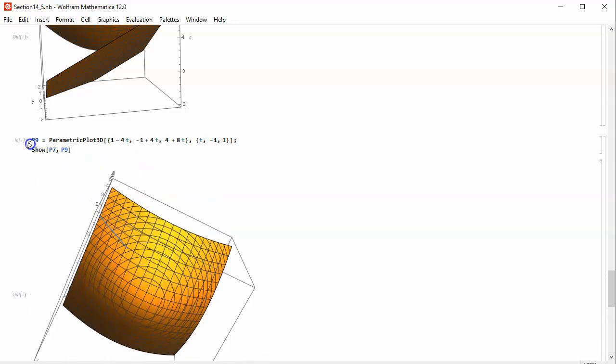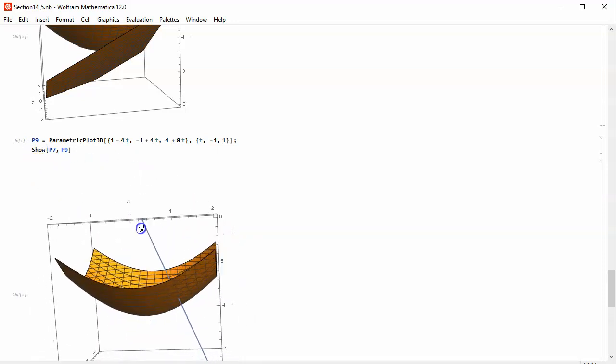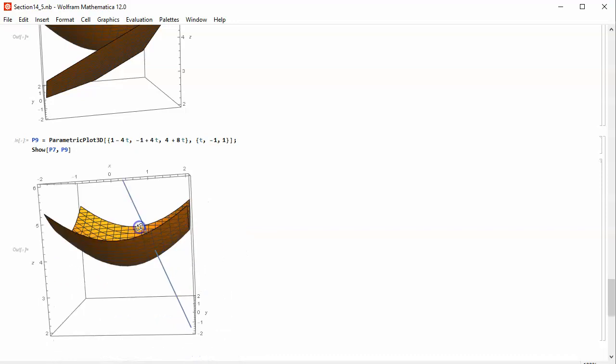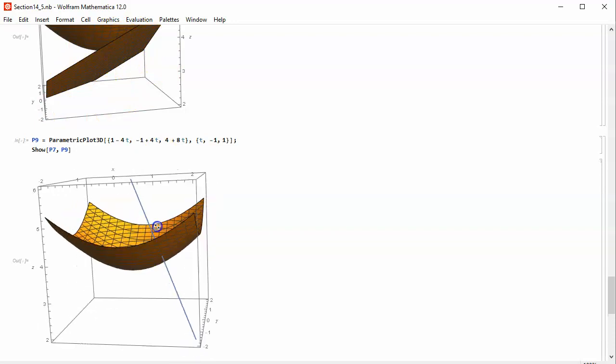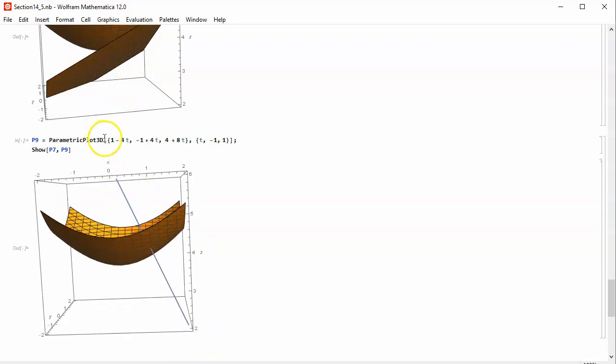Again, it's difficult to see it's orthogonal to a curved surface, but what this is saying is that this line is really orthogonal to this plane. And that's how it's orthogonal to the surface. And then there's the equation for the line that we had in the notes. 1 minus 4t, negative 1 plus 4t, 4 plus 8t.